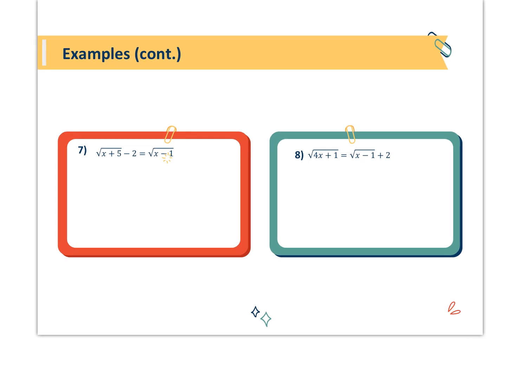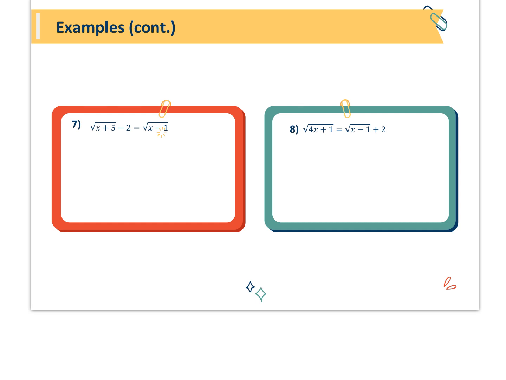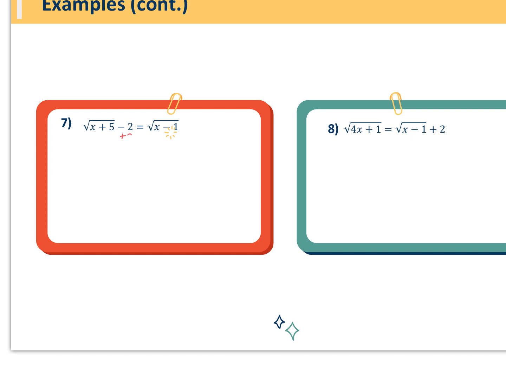So again, we just keep getting more and more complex problems, right? So I can really work with the right side or the left side here in number 7, but I personally like to always have the left side be the side that I'm going to square when possible. So for me, I want to add 2 to both sides. So I want it to read square root of x plus 5 equals square root of x minus 1 plus 2. And then here I'm going to square my left and I'm going to square my right.